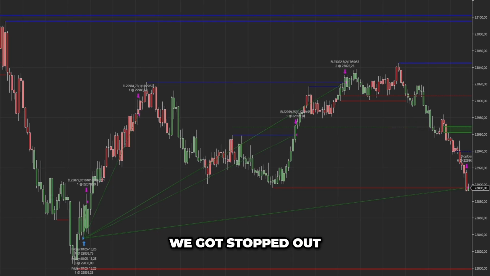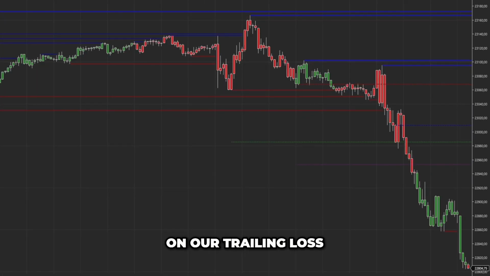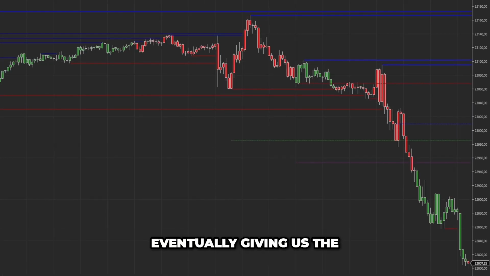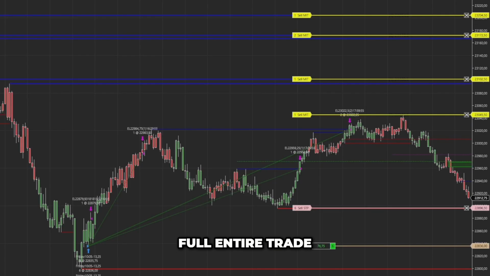And there we go, we got stopped out on our trailing stop loss, eventually giving us the full entire trade, where we took off 1, 2, 3, 5 contracts on 11 contracts entry.